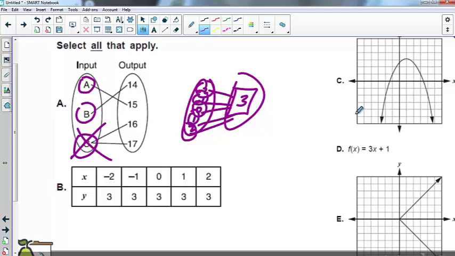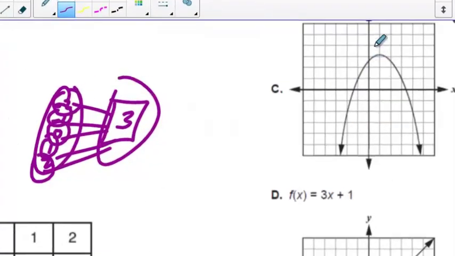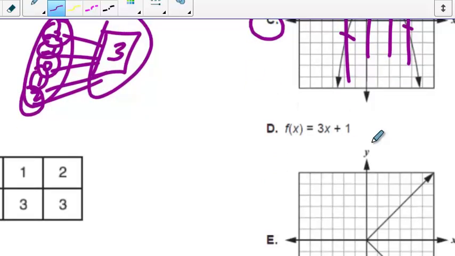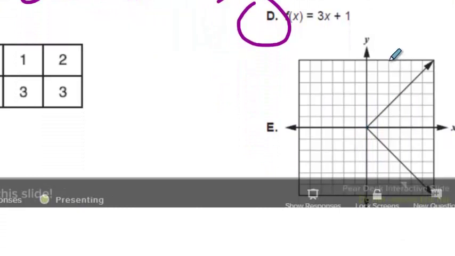How do I check C? Vertical line test. So anywhere I drop a vertical line, it can only cross the function 1 time. Does that happen? Yes. So C is a function. D. How do I know that this is a function? What is this? It's slope-intercept form, right? It's a linear equation. That means that it's a function. And what about this one? How can I check it? Vertical line test. And what happens? Hits it twice. That means it is not a function.